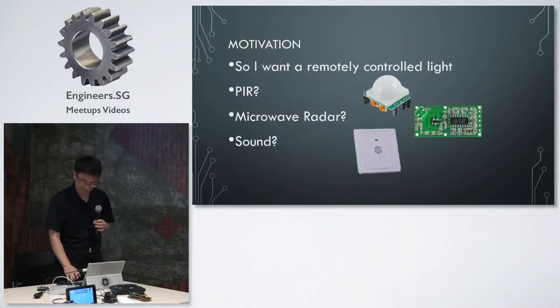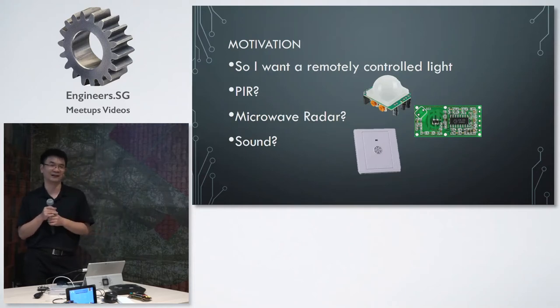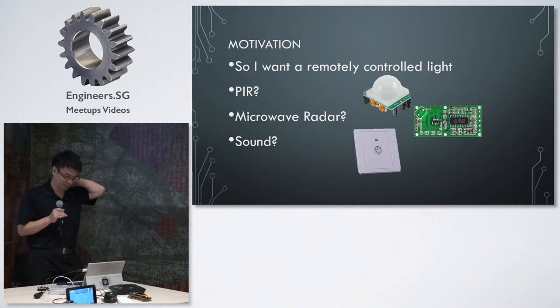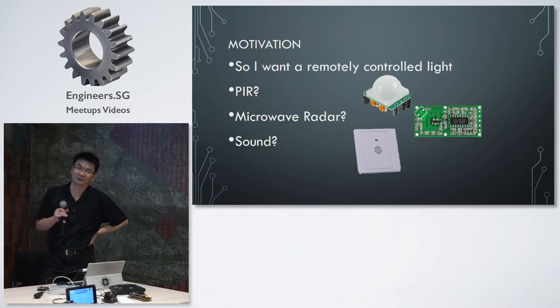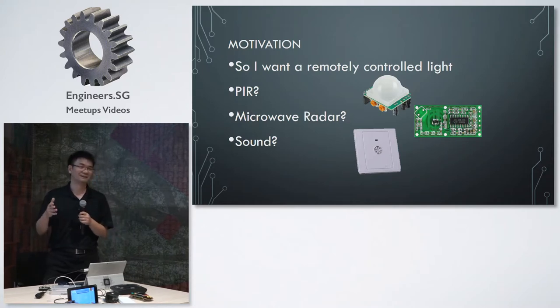The motivation is that I need a remote control for a light, simply because I forgot to allocate a light switch in my room. So I want to remedy this mistake by doing some remote control of the light. There are several options for me. One is the PIR sensor. This is very obvious, some kind of passive infrared detection. When you walk nearby, it starts to activate.